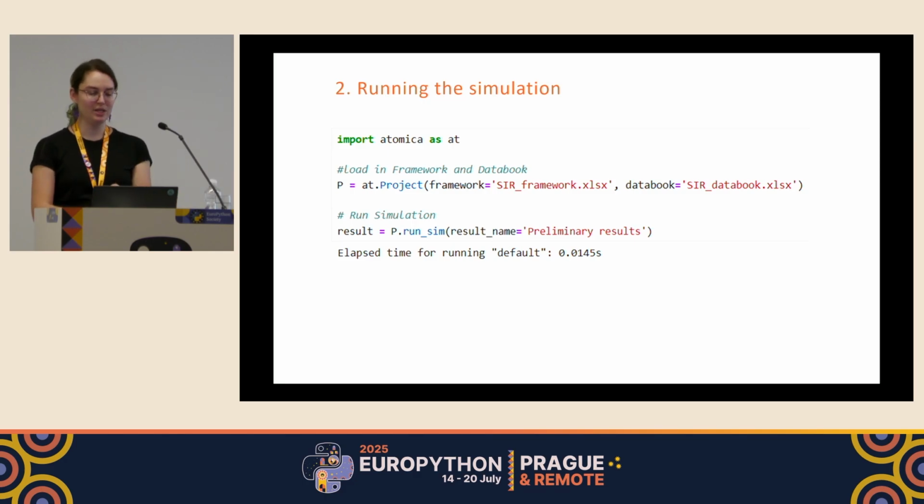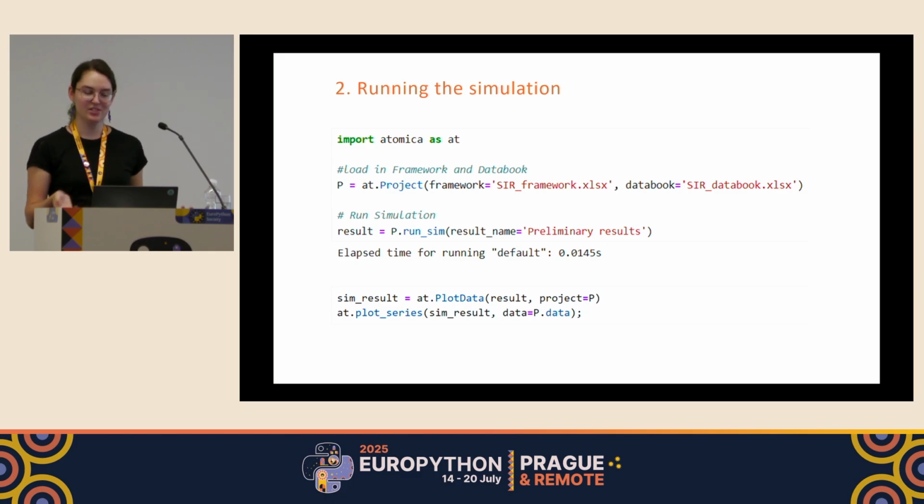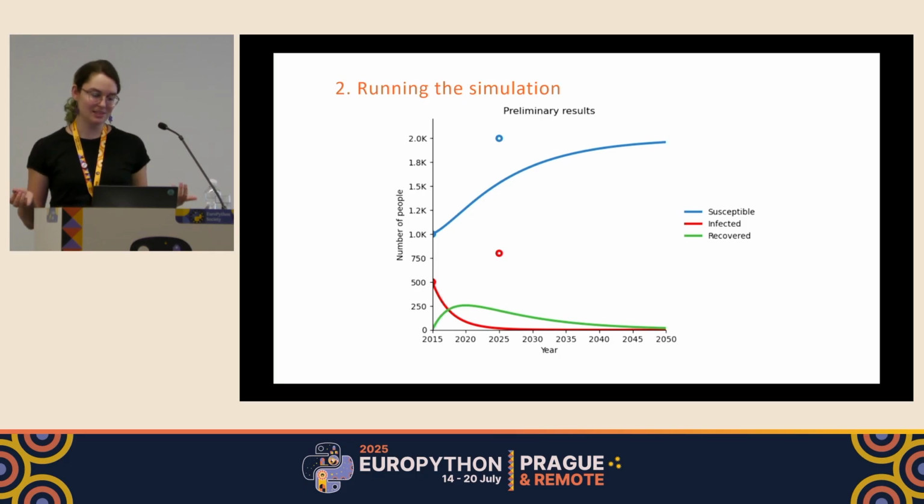As you can see, it runs really quickly. This is not always the case, but thankfully this is a very simple model. And in case you're interested, this is the code I use to generate the plots. So this is the inbuilt plotting function. So first we create a plot data object with the result and the project in the arguments. And then we'll have essentially our simulation. And using the plot series function, we can put in the simulation and data to signal to Atomica that we want to plot both the simulation and the data that's associated with it. And this is what that looks like.